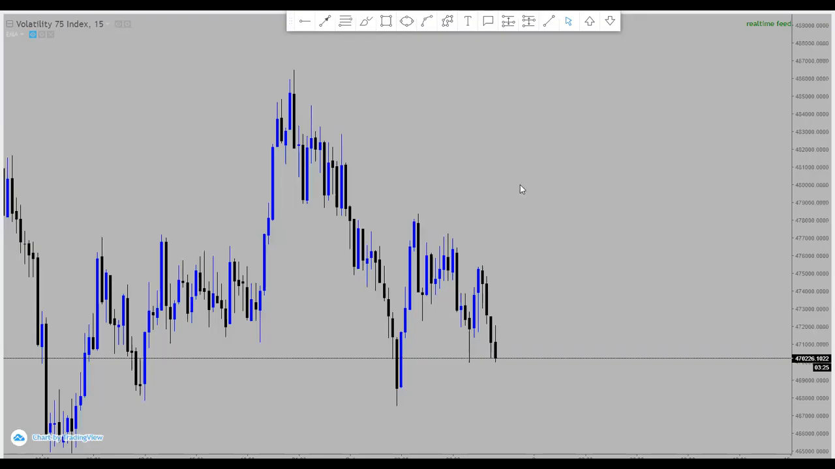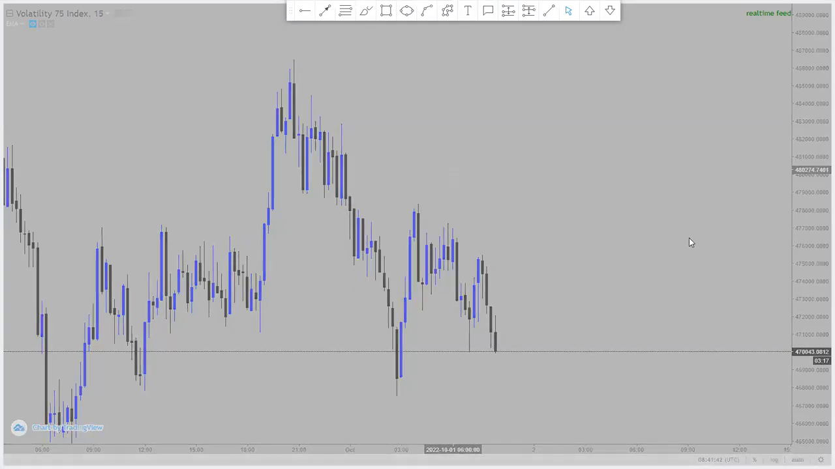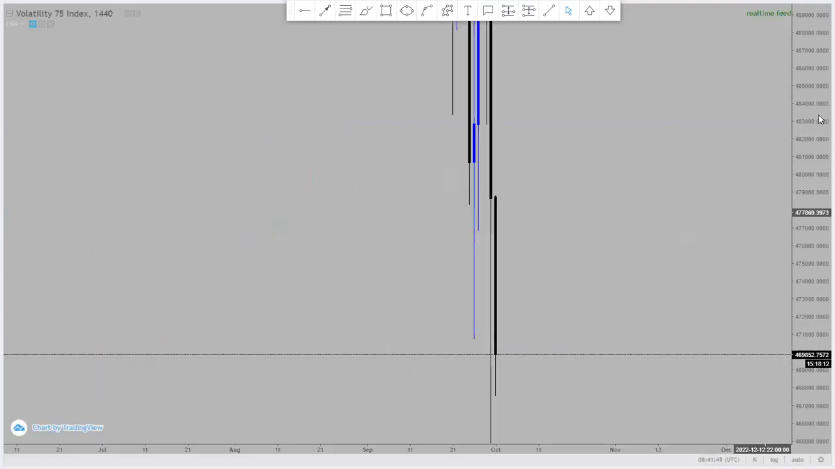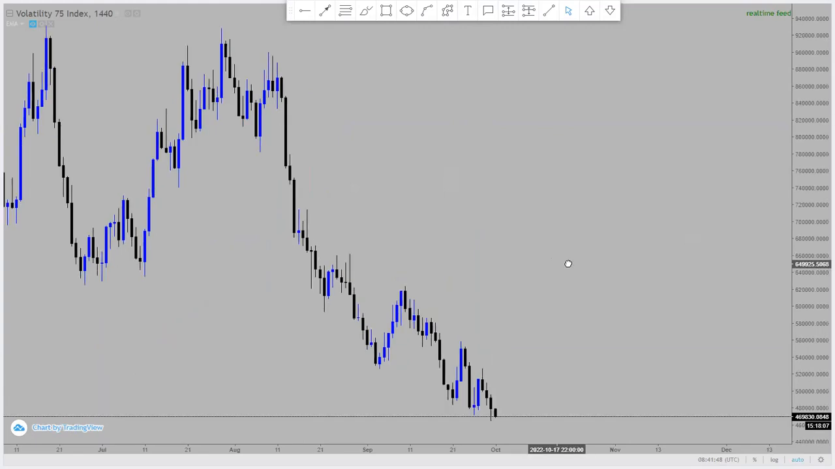The daily. Let's see what is happening on the daily. Has anything shifted? Let's see on the daily. All right, so this is the daily. You can see that the bearish pressure is still there.